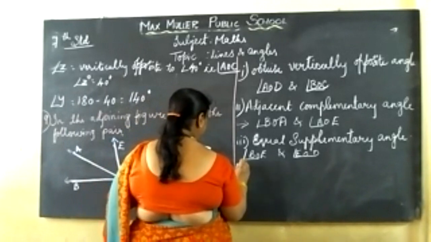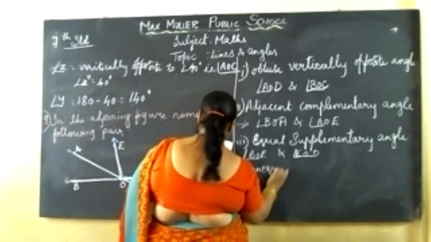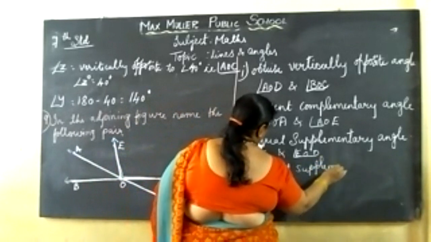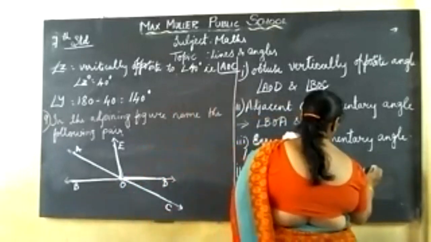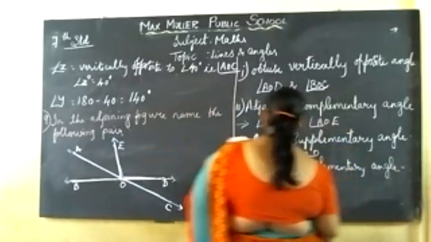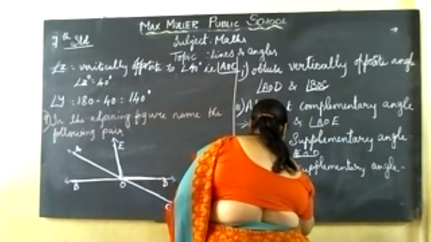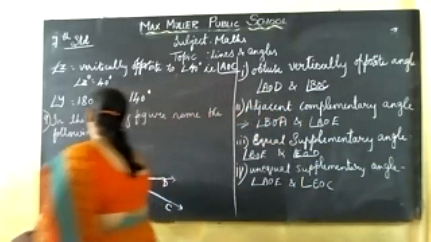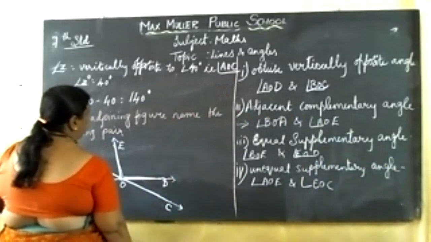Fourth, unequal supplementary angle. It is more than 180 degree. Okay, unequal supplementary angle, that is angle AOE and angle EOC. AOE and EOC is unequal supplementary angle.